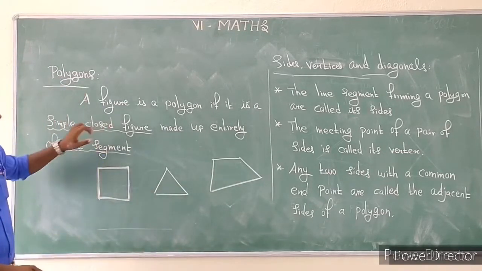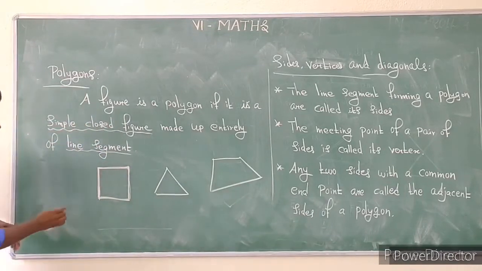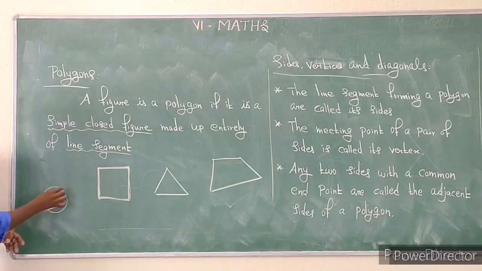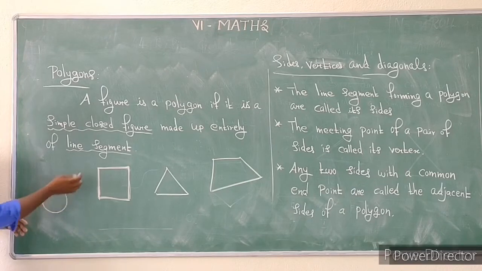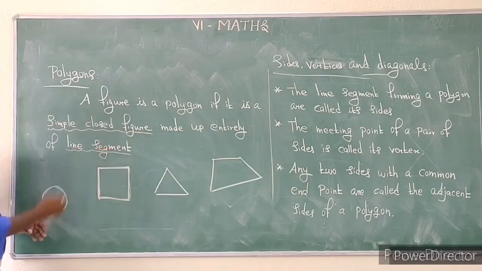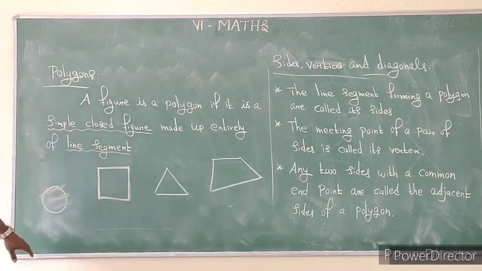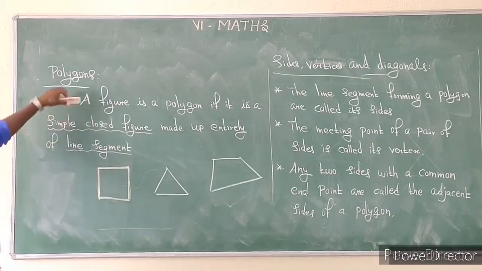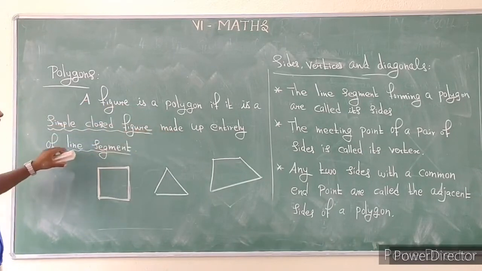A figure is a polygon if it is a simple closed figure made up of only line segments. See, a circle is also a simple closed figure. A circle is simple because it does not meet or intersect at any point. A circle is a simple closed figure, but it is not a polygon because a polygon is made up of line segments only. A circle is made of a curved segment, not line segments. So a circle is not a polygon. So what is a polygon? A figure is a polygon if it is a simple closed figure made up entirely of line segments.